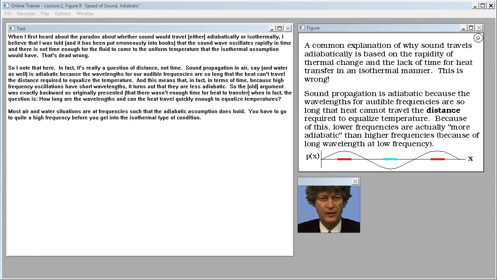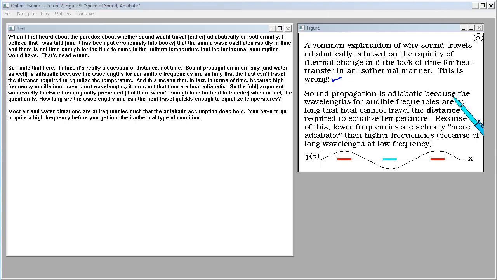When I first heard about the paradox of whether sound would travel adiabatically or isothermally, I believe that I was told, and it has been erroneously put in books, that that is due to the fact that the sound wave oscillates rapidly in time, and there's not time enough for the fluid to come to the uniform temperature that the isothermal assumption would have. That's dead wrong. So I note that here. In fact, it's really a question of distance rather than time.